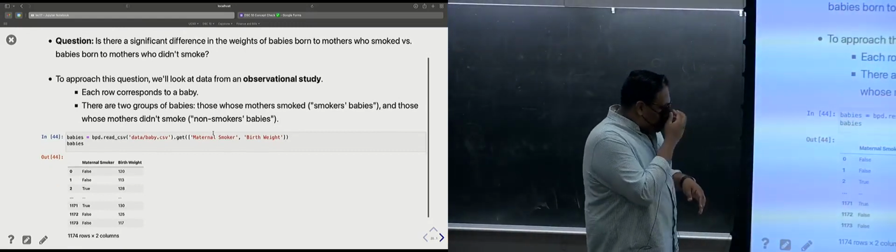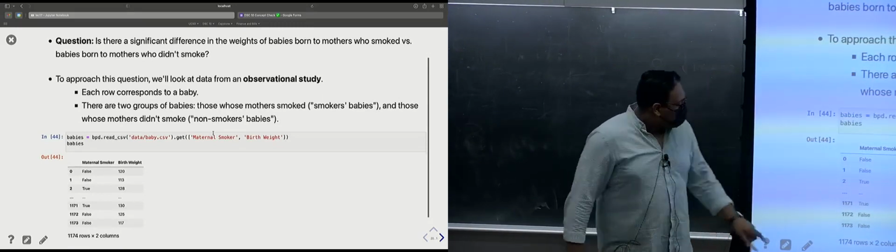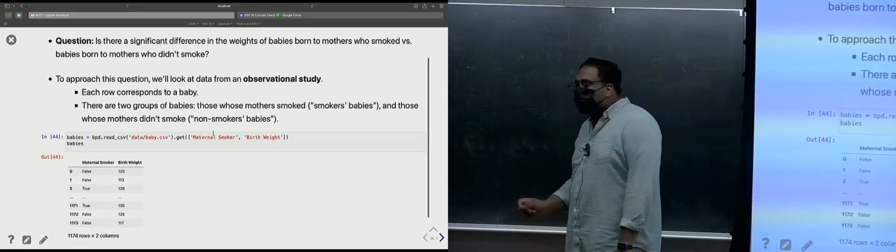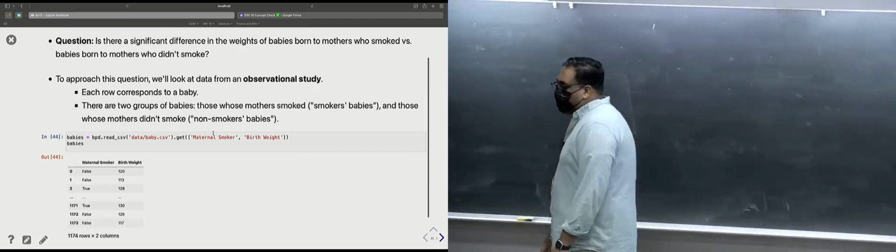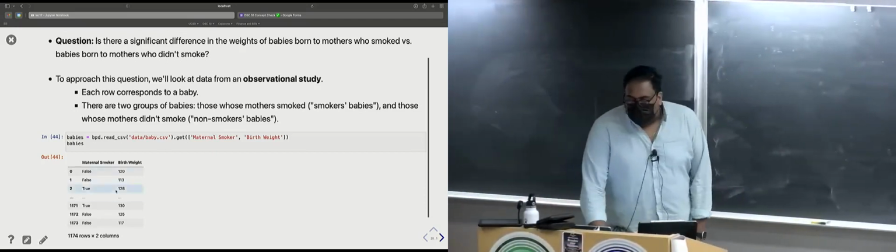Okay? So we have access to data from an observational study. We have data on 1,174 babies. And the information we have on each baby is twofold.